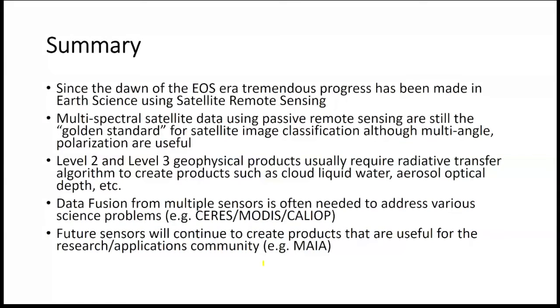Level 2 and level 3 geophysical products require a lot of radiative transfer algorithm work, and therefore it's really important to check the quality of the level 2 data carefully. Data fusion is also very important, especially combining coarser spatial resolution data with finer spatial resolution data and LiDARs and radars as well. Future sensors will continue to create products that are useful for research application and the community.